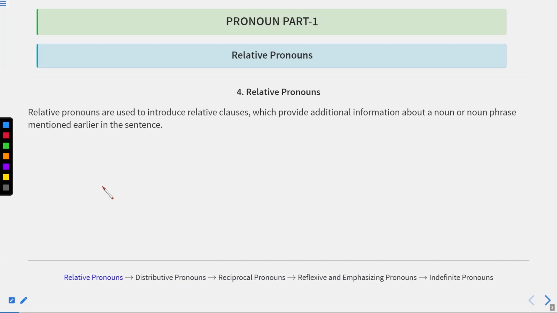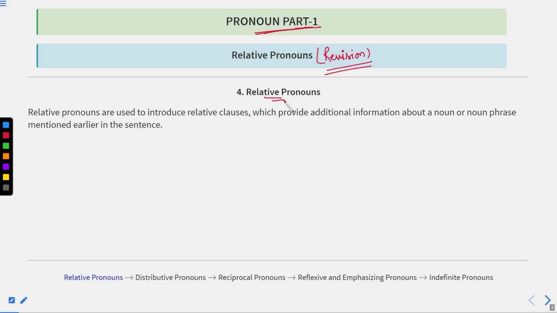First of all, we'll discuss relative pronoun. Now, you can see that this is from pronoun part 1. Okay, because this is actually the revision that we are going to discuss over here. So this is actually the part of pronoun part 1. Why so? Because in this session, we are going to discuss the same as we had discussed in pronoun part 1. Okay. So let's discuss what are relative pronouns.